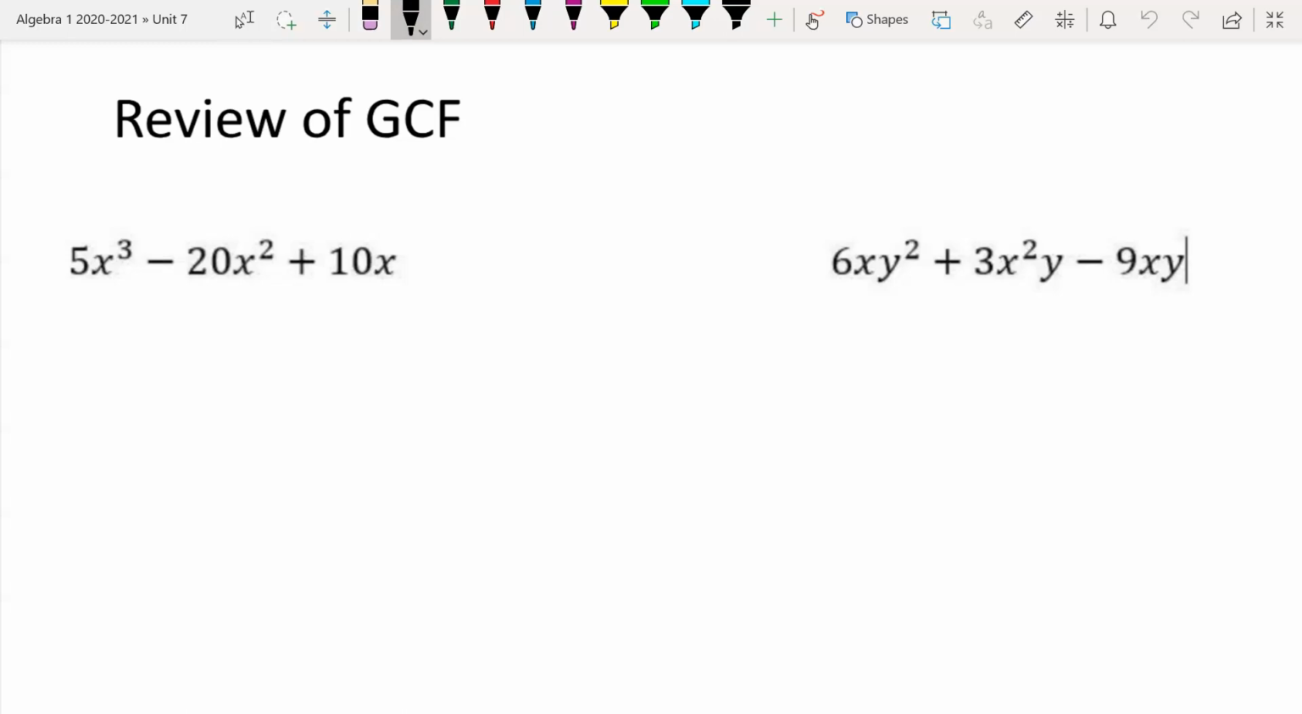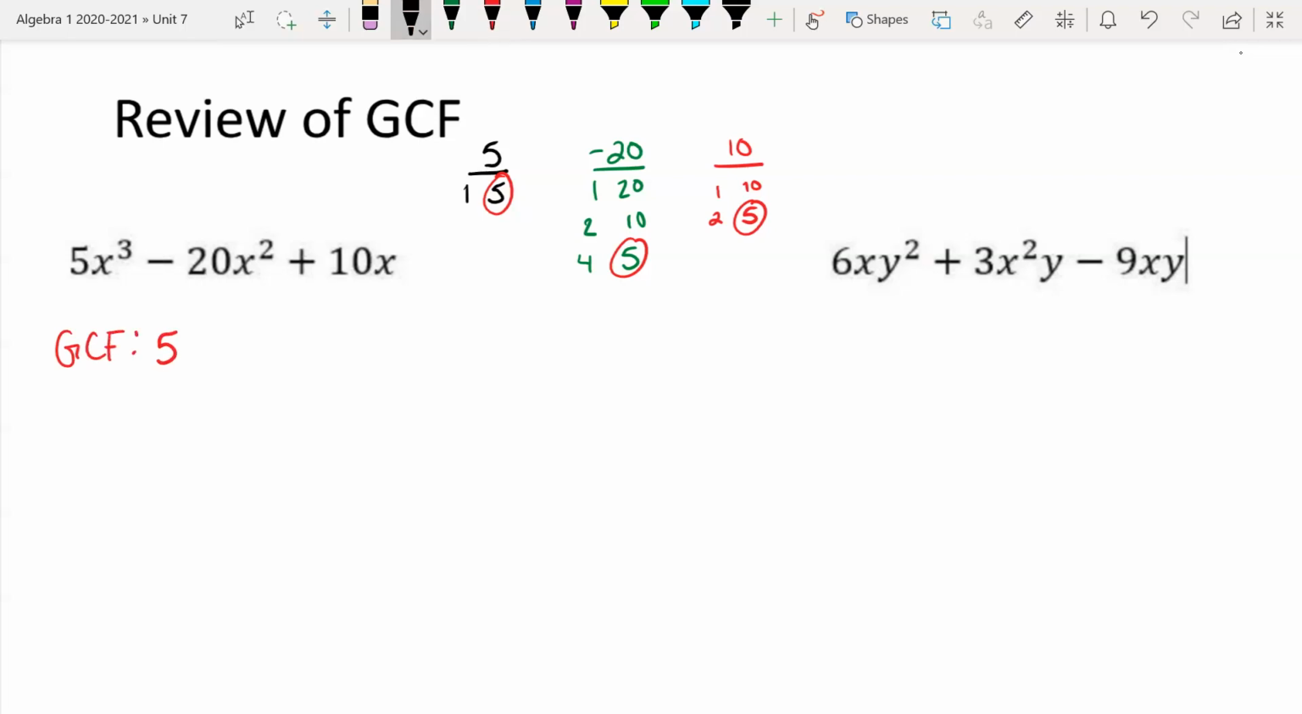So if I had 5x to the third power minus 20x to the second power plus 10x, the way we like to do it is we look at our numbers out front, 5, and list the factors that multiply to give 5, so that'd be 1 and 5. Negative 20, I could do 1 and 20, 2 and 10, 4 and 5, and then 10, I could do 1 and 10, 2 and 5. We're looking for the biggest number they have in common. In this case, it's going to be a 5. So our GCF is going to have a 5 in it.